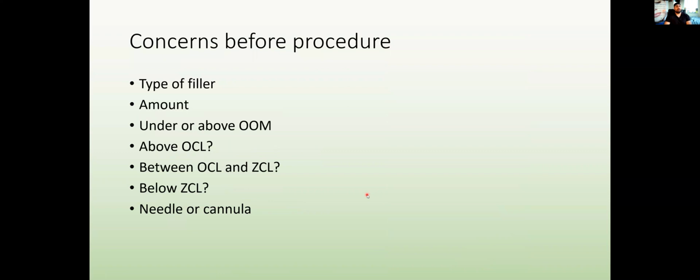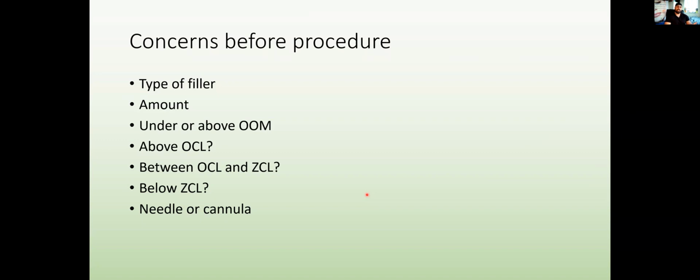So what are the concerns before the procedure? These are quite specific to periorbital rejuvenation here. So what type of filler are we going to use? Are we going to use something with a lot of G prime, with a lot of lifting capacity? Are we going to be using something soft? How much of the filler are we going to use? Do we inject beneath the muscle, the orbicularis oculi muscles? Do we go deep into the SUF? Or do we inject into the superficial fat compartment, which is the infraorbital fat?